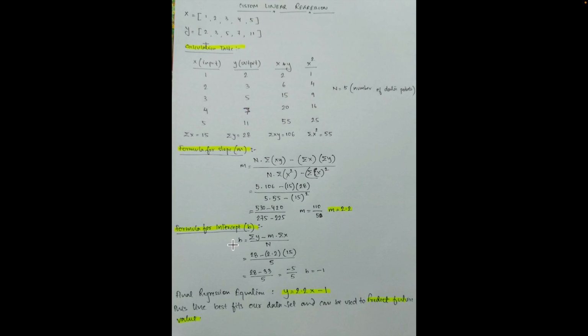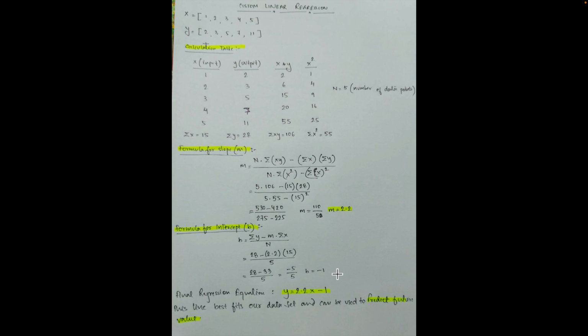Great. So now I will go for the intercept, and for the intercept the formula is summation of y minus m into summation of x, divided by the number of instances. So y is how much? Summation of y is 28, I put that, minus m, which I just calculated, that is 2.2, into summation of x, and summation of x is 15. Once I put that, divided by the number of instances, I get the value as minus 1.